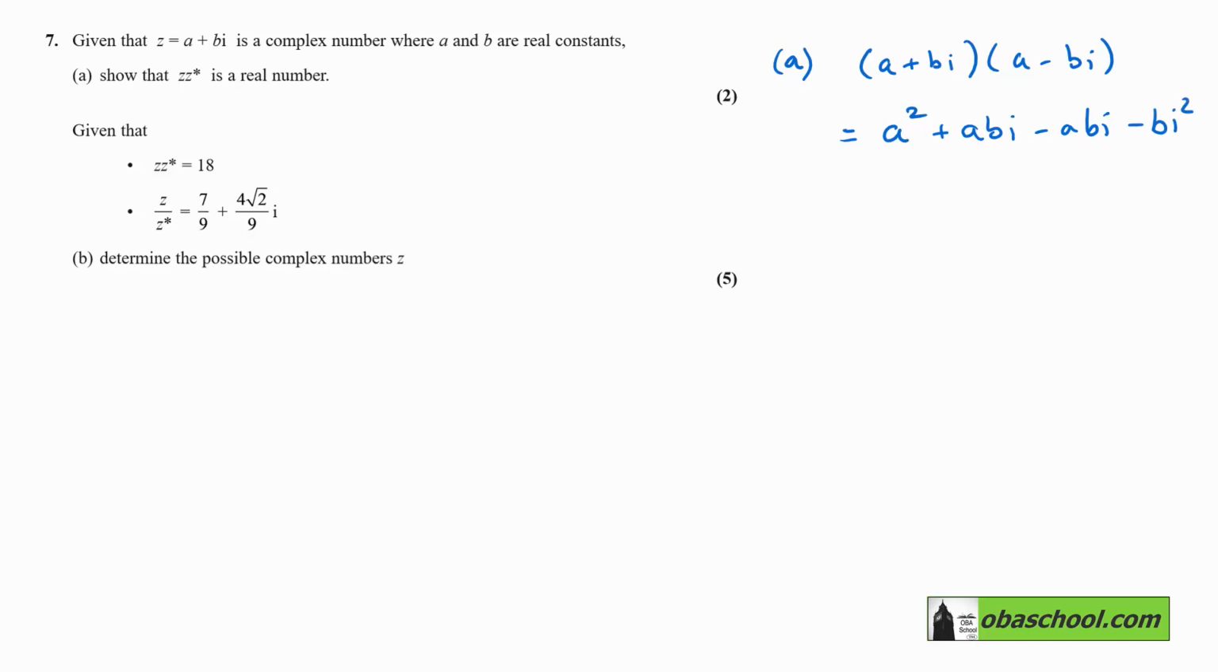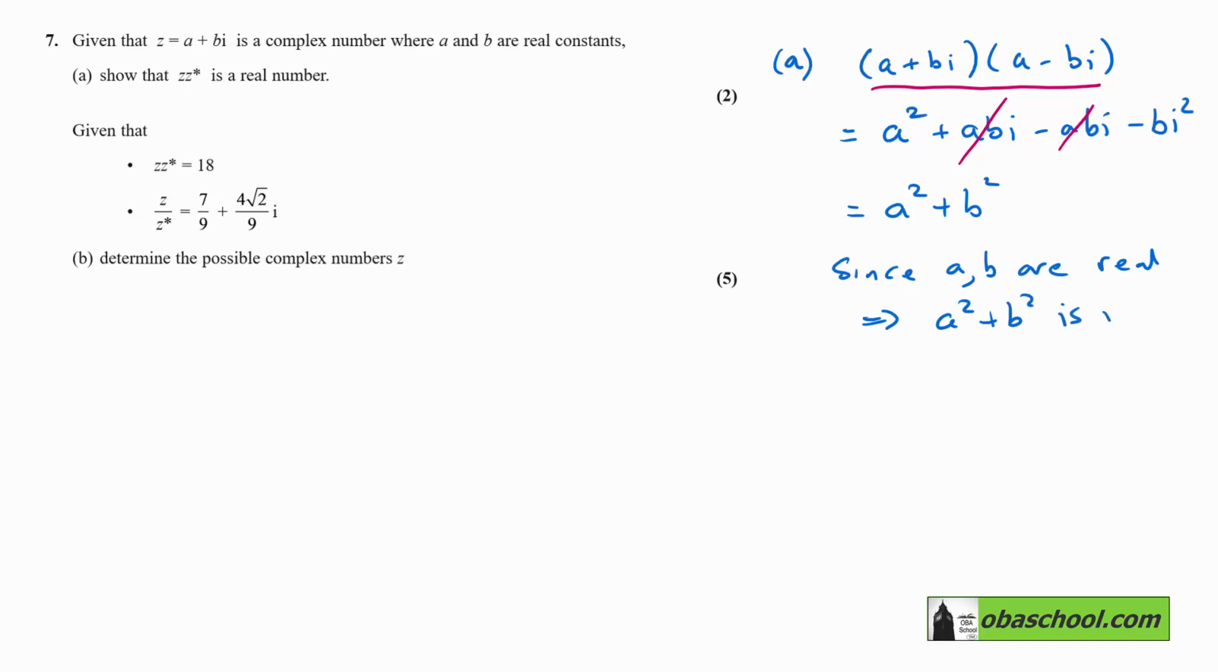And of course we didn't need to do all of that, because we can see that this is a difference of two squares, and so we knew that those middle terms were going to cancel out. And i squared is -1, so it's just a squared plus b squared. And since a and b are real, that implies that a squared plus b squared is real. So that's part A done.